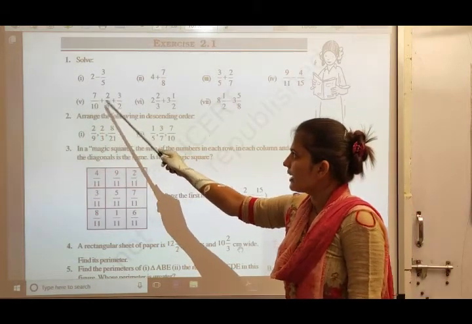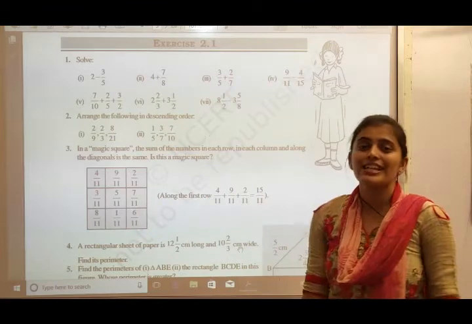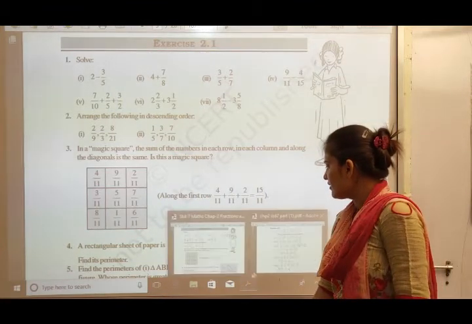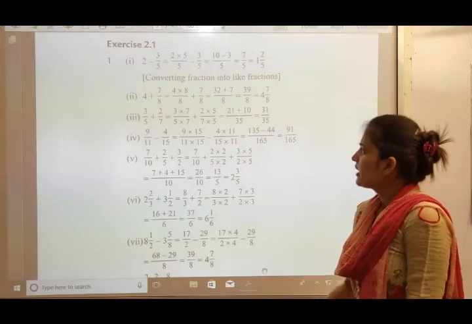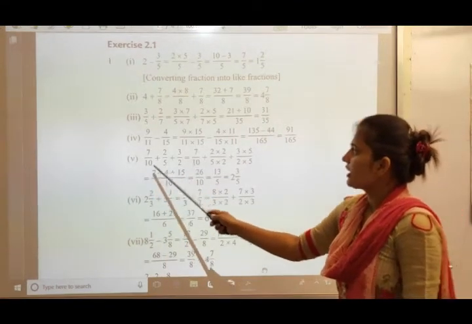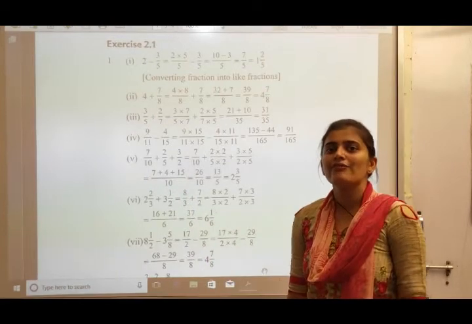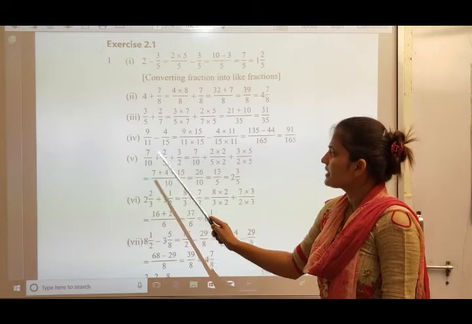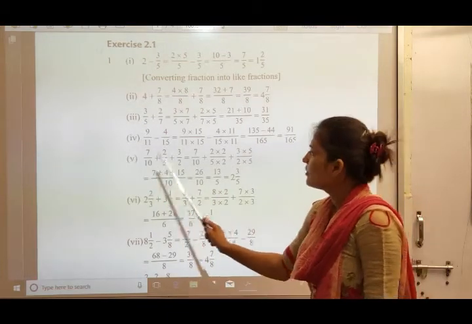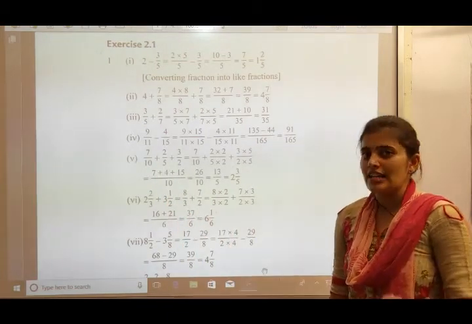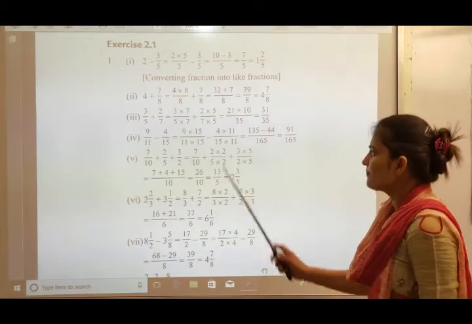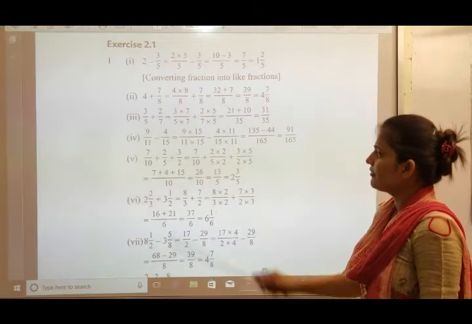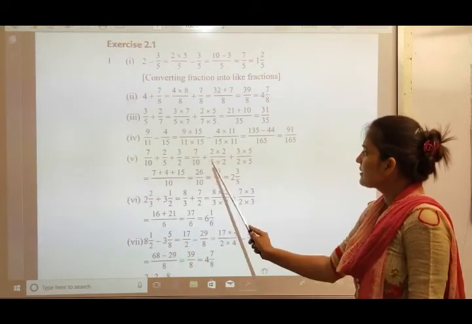When there are 7 by 10 plus 2 by 5 plus 3 by 2, meaning 3 different fractions are given to you, what do you have to do? Do the same as we were doing before. We have to take the LCM of 10, 5, 2. So what will the LCM of 10, 5 and 2 be? You can see 5 is included in 10's table and 2 is also included. Which is larger? 10 is larger, so 10 is the LCM. So for 7 by 10, no need to multiply with anything. We will write 7 by 10 as it is.